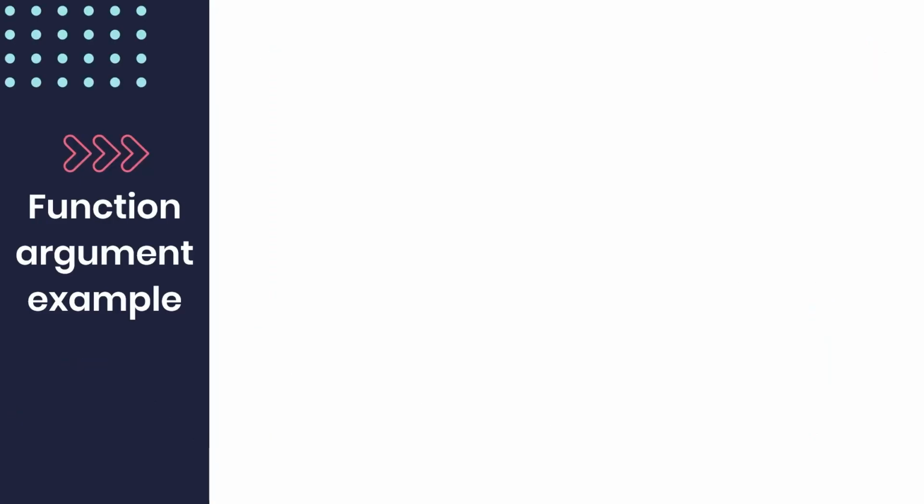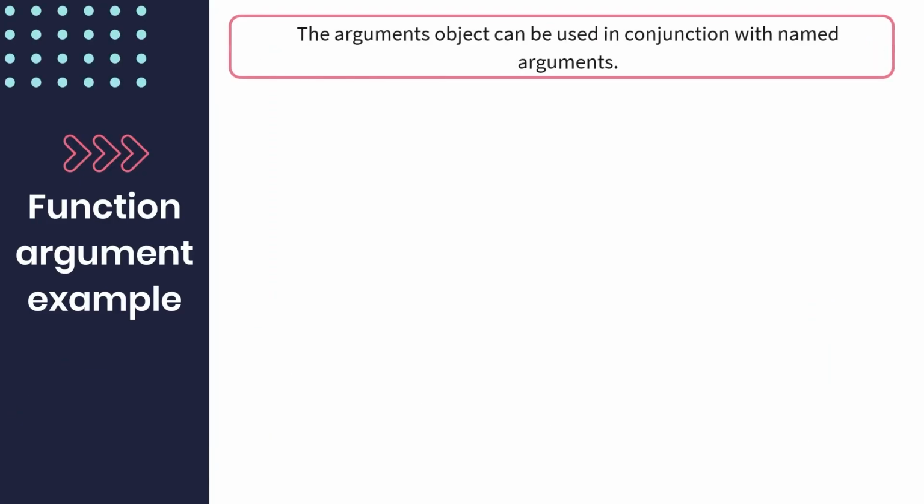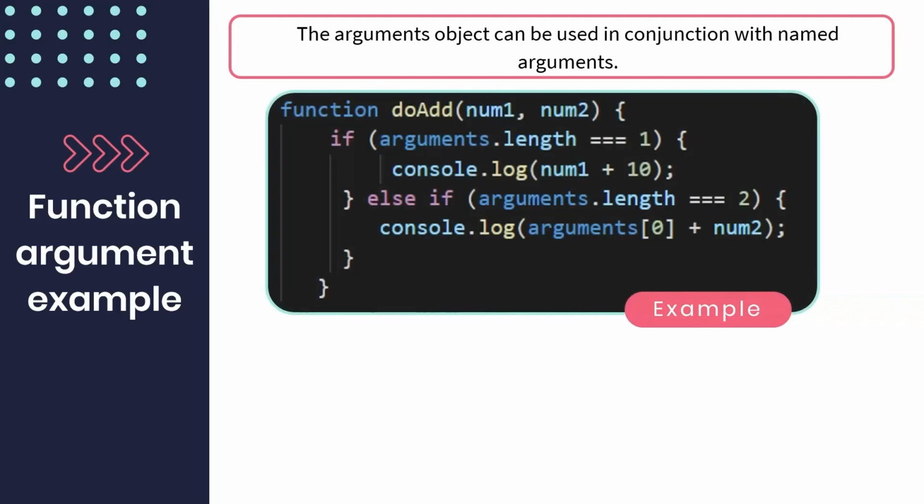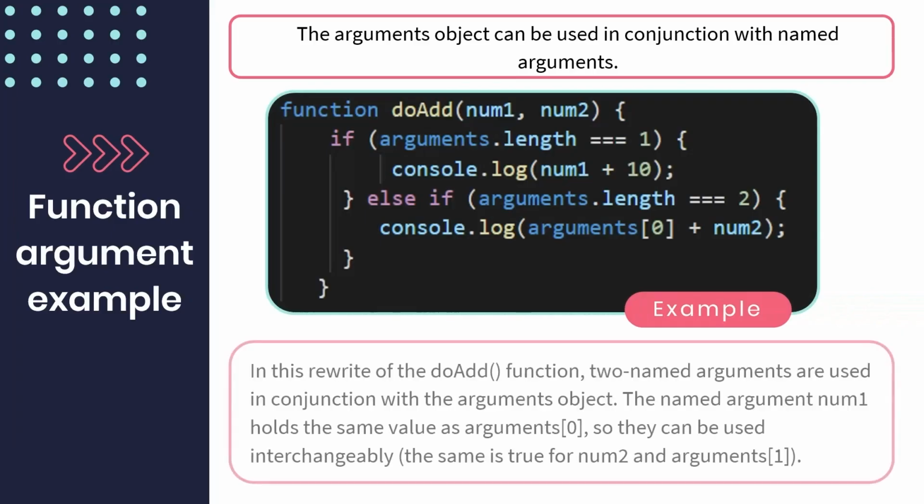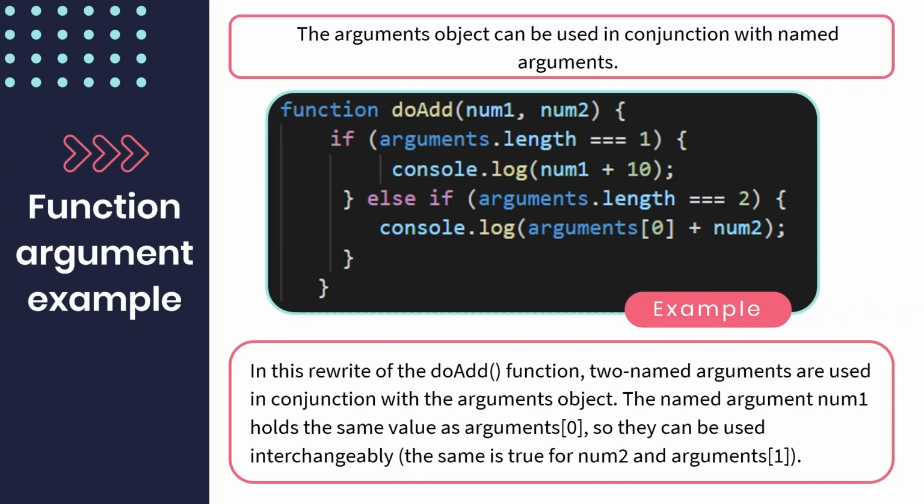Another important thing to understand about arguments is that the arguments object can be used in conjunction with the named arguments, like in this example. In this rewrite of the doAdd function, two named arguments are used in conjunction with the arguments object, and the named argument, num1, holds the same value as arguments[0], so they can be used interchangeably, and the same is true for num2 and arguments[1].